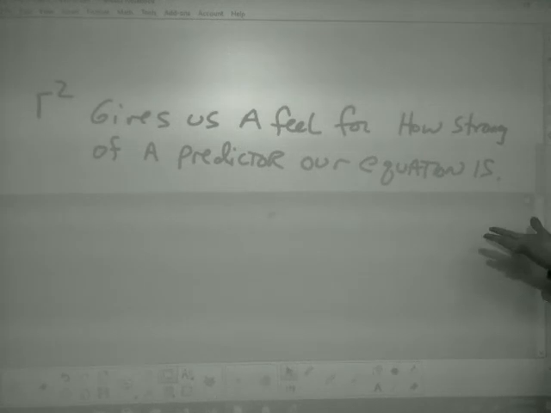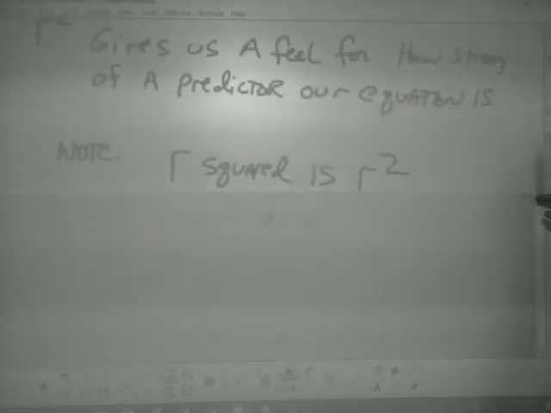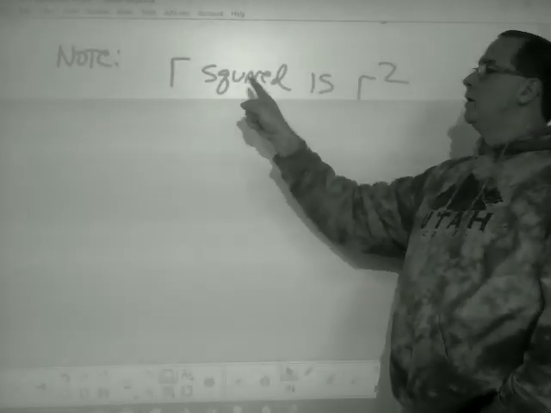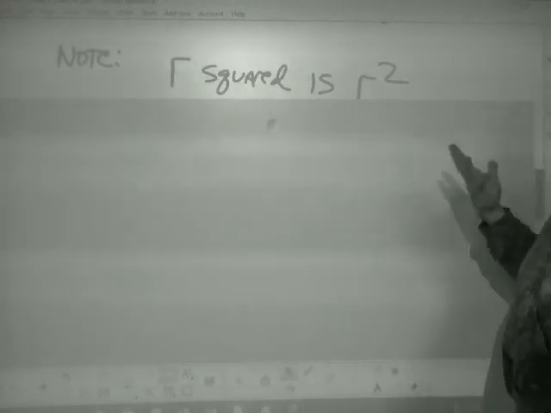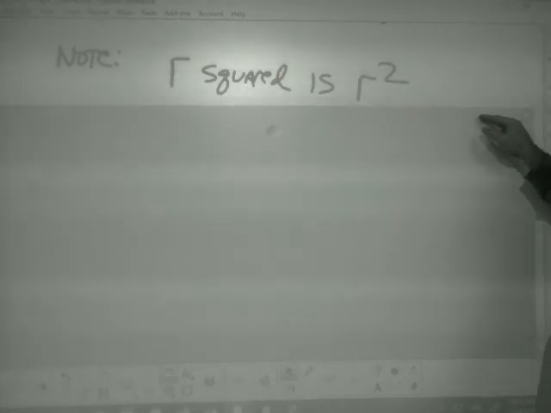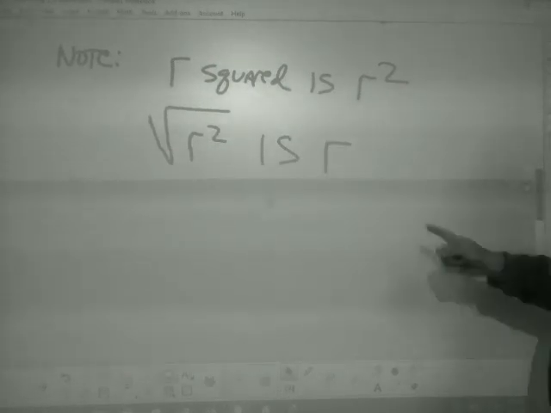So, a couple things to note as we go through this. R squared gives us a feel for how strong of a predictor our equation is. 78 is pretty good, 0.78. It came from a 0.88 correlation. But you have something to keep in mind. If I take r and square it, I get r squared. And you're saying like, duh, but you have to keep this in mind. So if I give you r, you can get r squared. If I give you r squared, you can take the square root to get r.